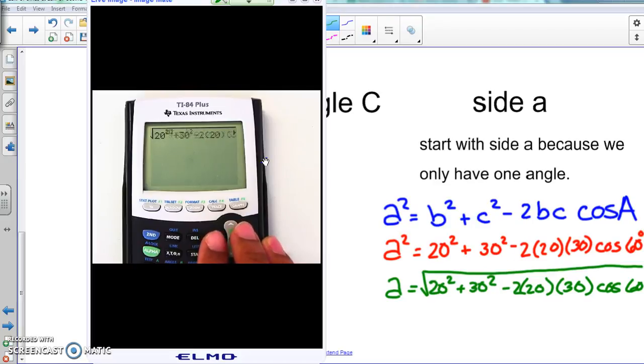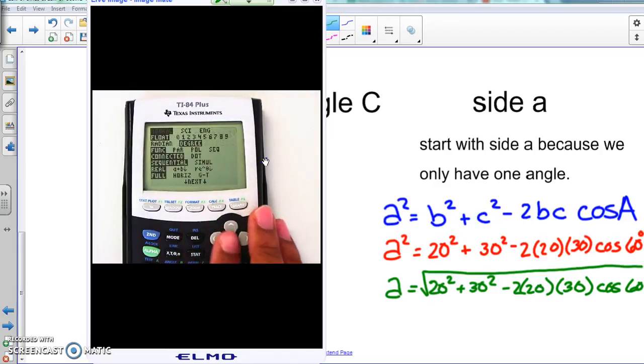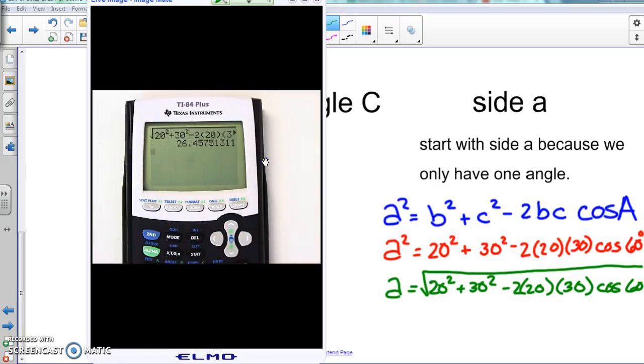So we have 20 plus 30 squared minus 2 times 20 times 30 cosine 60. And again, before you hit enter, well, let's go ahead and hit enter. Okay, you get 26.4575131. But let's make sure we're in the right mode, in degree mode. So make sure that is correct, because if it's not, you got something different there. If you put that in the calculator and got something different, that means you're in the wrong mode. So make sure you move into the degree mode.